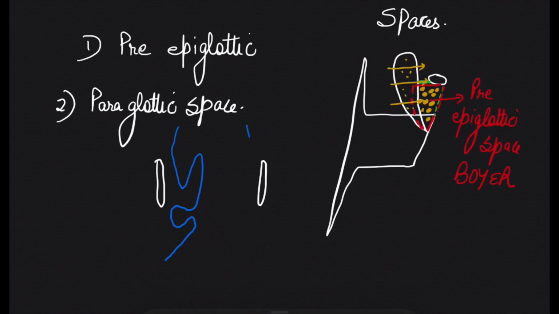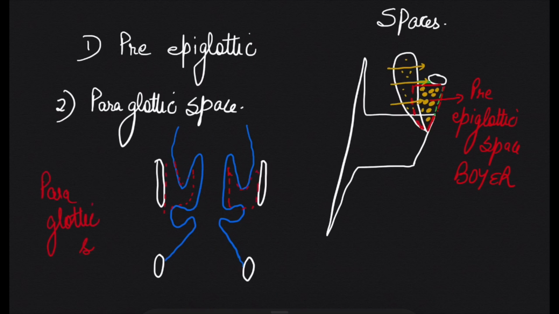Okay, so now coming to the paraglottic space, I'm drawing this. The quadrangular membrane, then the vestibule, the conus elasticus. Here this is the cricoid. Now the space which is bound laterally by the inner surface of the thyroid cartilage, medially by the quadrangular membrane, the ariepiglottic fold, even the conus elasticus, this space marked in green, I'll make it.